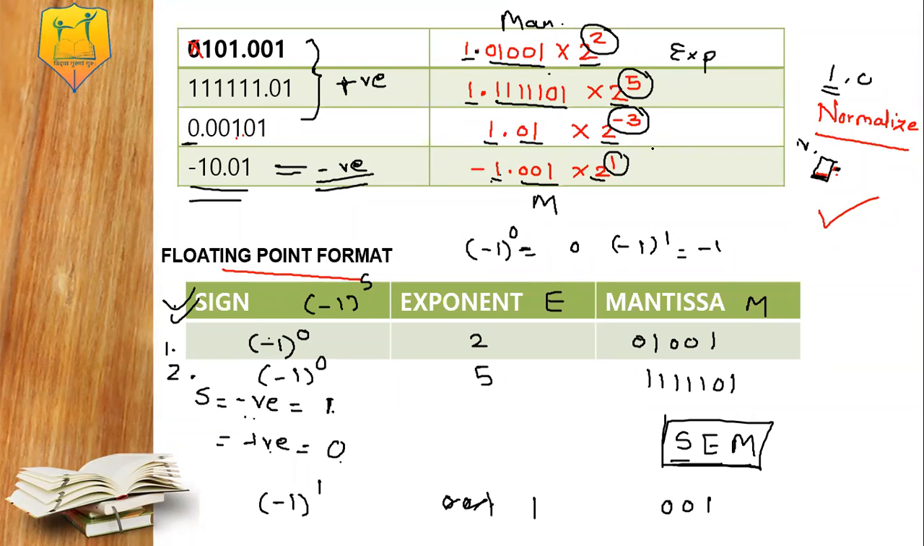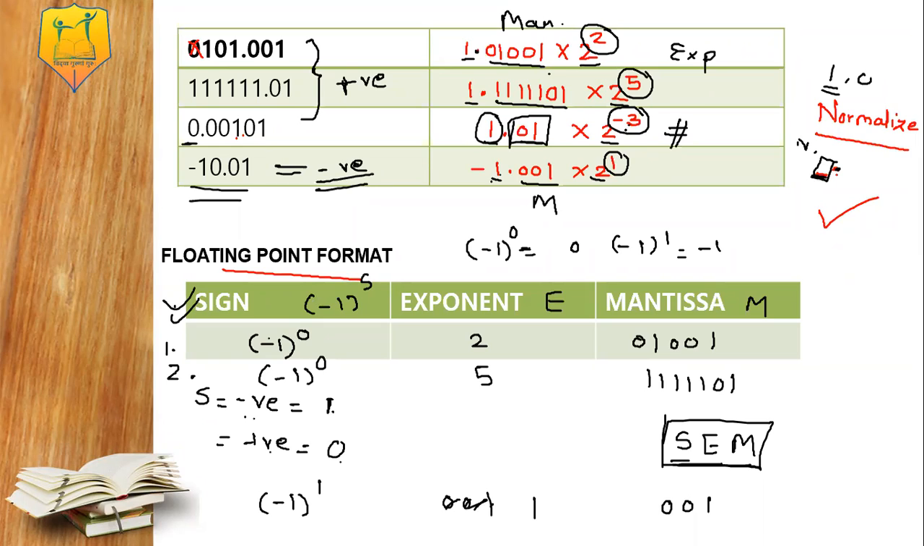But what else is remaining? Yes, the third number. Look carefully at the third number. It's 1.01 into 2 raised to minus 3. Here, 1 is common, for which we gave the solution. We can store the mantissa 01. Now it's a positive number, so the sign becomes zero.